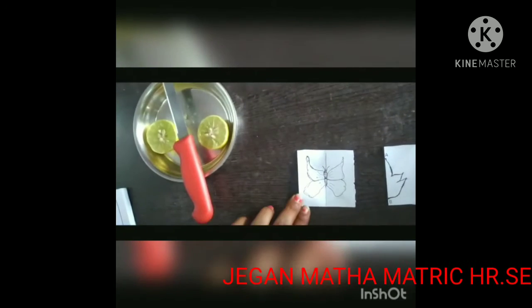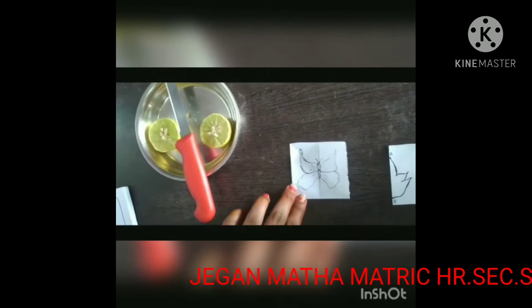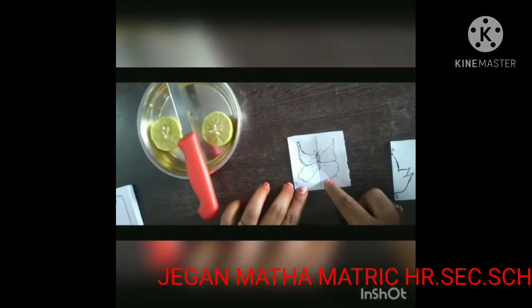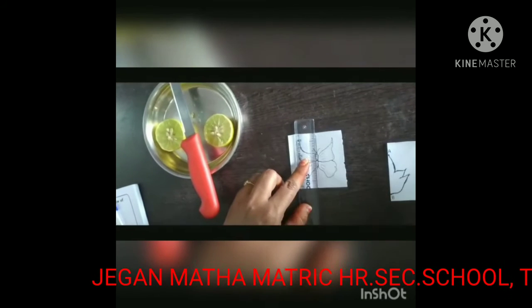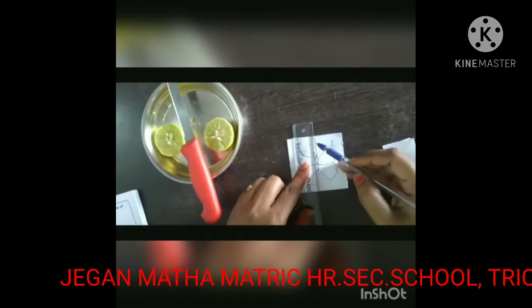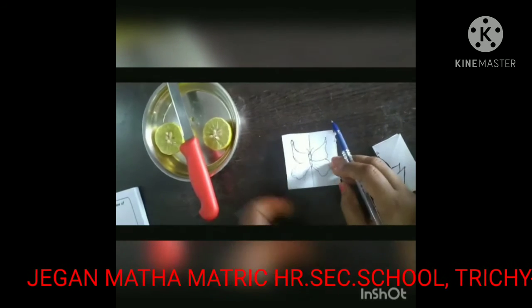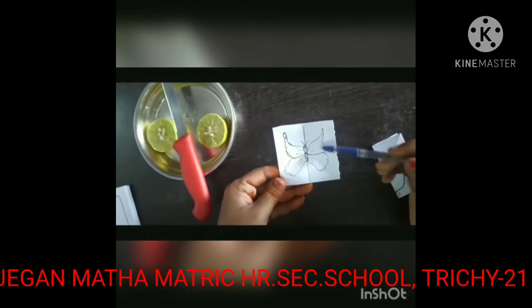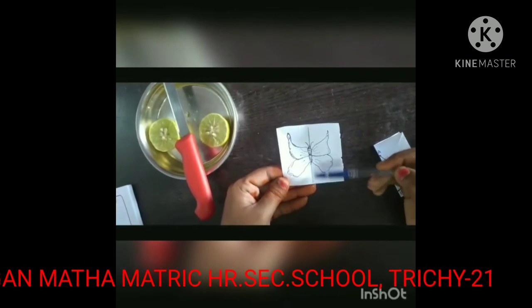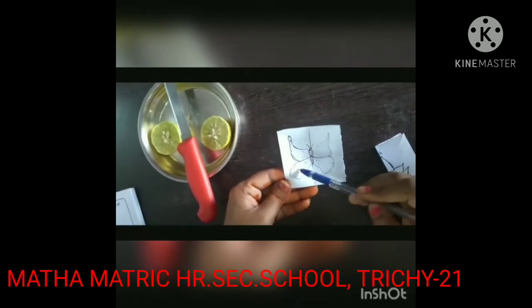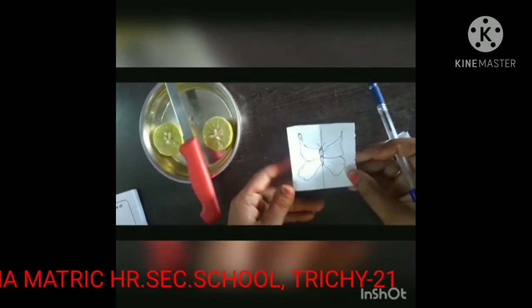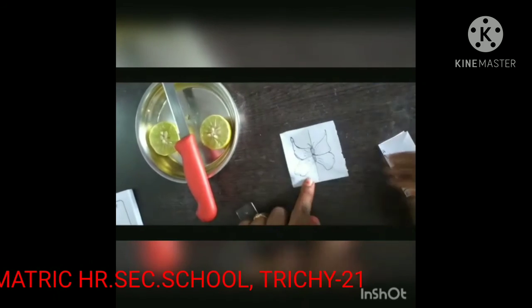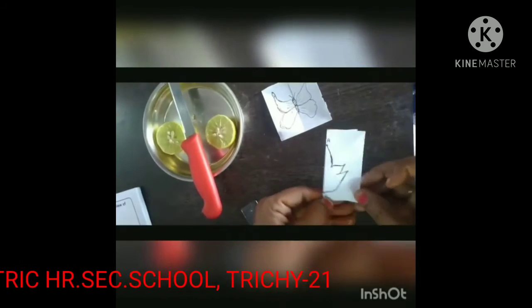Then the symmetric line. A symmetric line means any object you divide through two points with a particular line. See this line. Clear? In the picture, this line divides it into two equal parts. So this line is called a symmetric line.